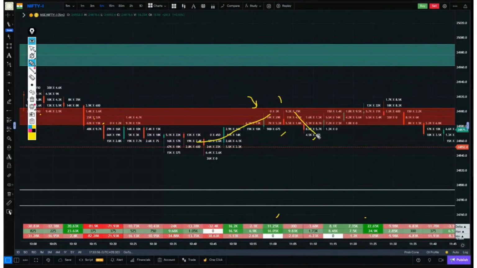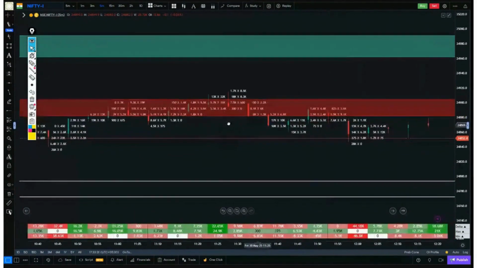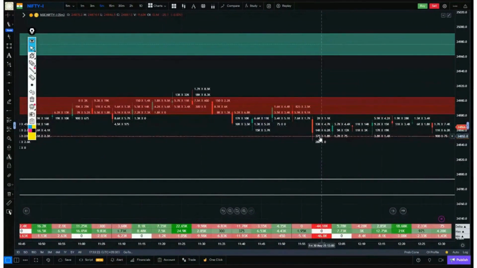Okay, it also faced a rejection. Alright, but it broke that zone on the upside. It broke it, but in the sense that it didn't give a clear-cut indication that it broke and went up. But when it started holding again on the downside, when it started holding below this zone, then we saw another downside movement here.